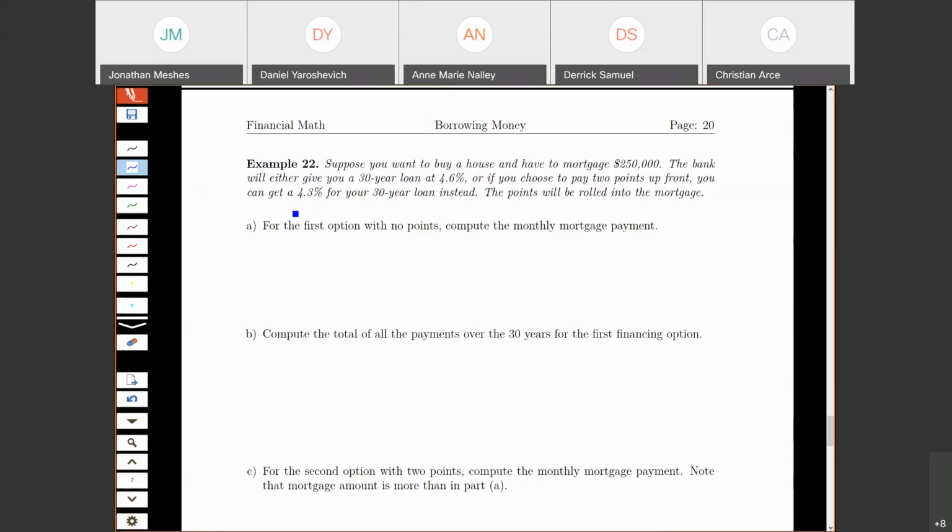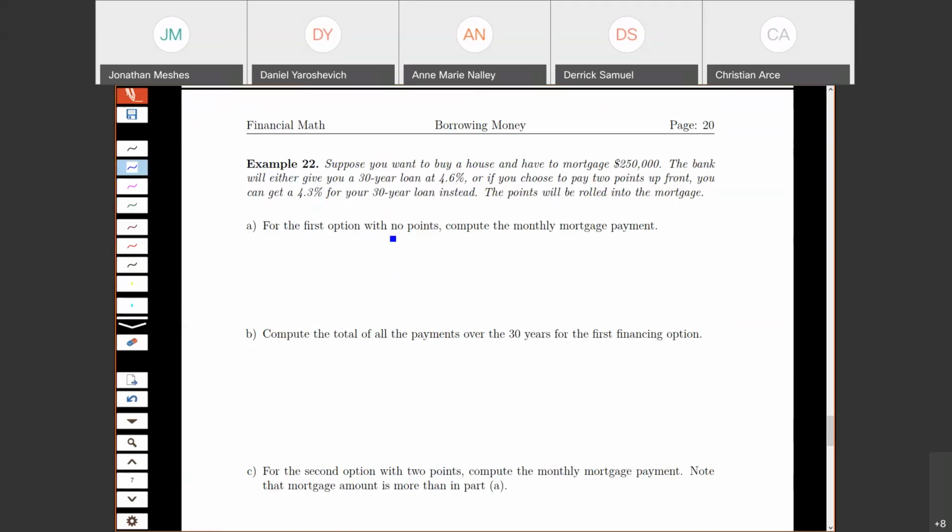The points are rolled into the mortgage, so they're an extra fee, and oftentimes the bank says we'll also lend you that money too. It doesn't have to be. If you have the money up front, you could just pay it, but to keep things even, we'll say I have this much money to pay towards the house. Which option is better for me? So we're going to first look at the first option and compute everything.